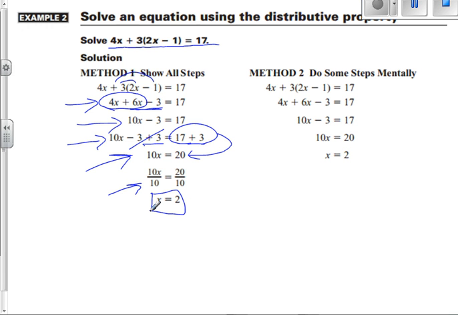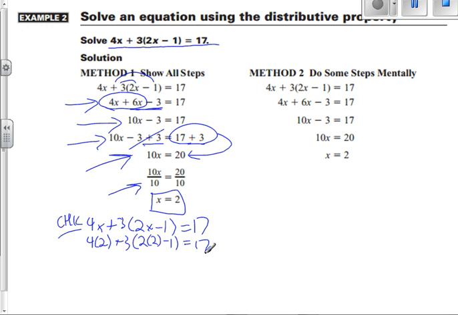And if I go ahead and do my check real quick. Okay, so I have 4x plus 3 times 2x minus 1 is equal to 17. And plug 2 in for x, so I have 4 times 2 plus 3 in parentheses, another set of parentheses, 2 minus 1 is equal to 17.